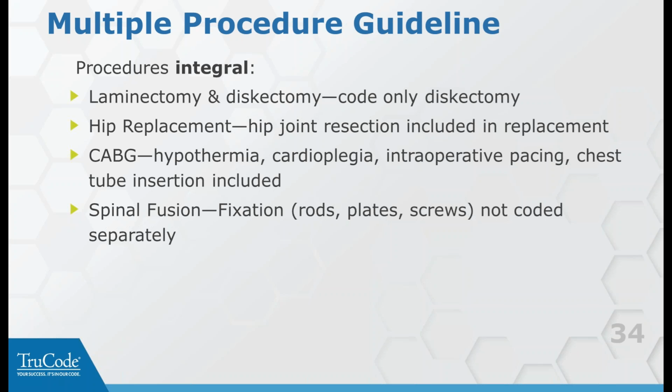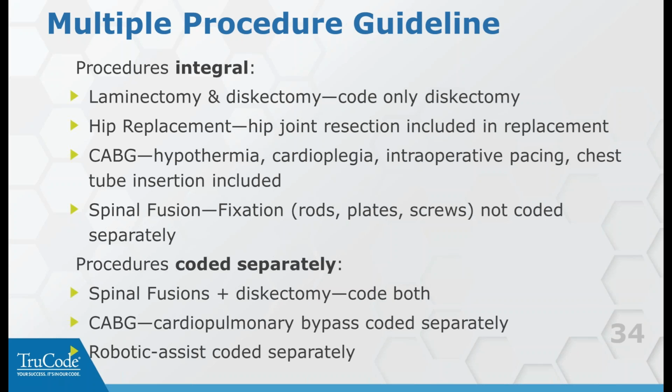and not coded out separately. In a CABG, hypothermia, cardioplegia, intraoperative pacing, and chest tube insertion are all integral to that procedure and not coded out separately. And in a spinal fusion, the fixation, the rods and plates and screws, are all integral to the spinal fusion and not coded out separately. Some things that are coded out separately: if you have a spinal fusion plus a discectomy, you are going to code both of those separately.